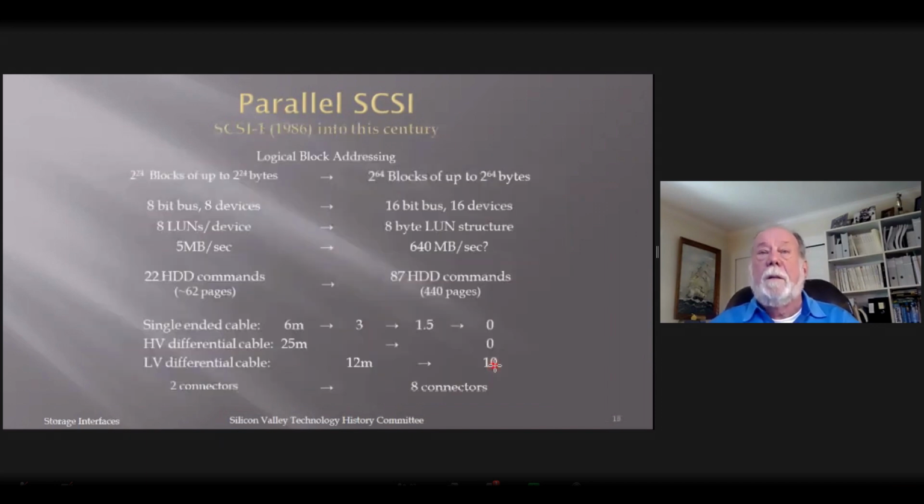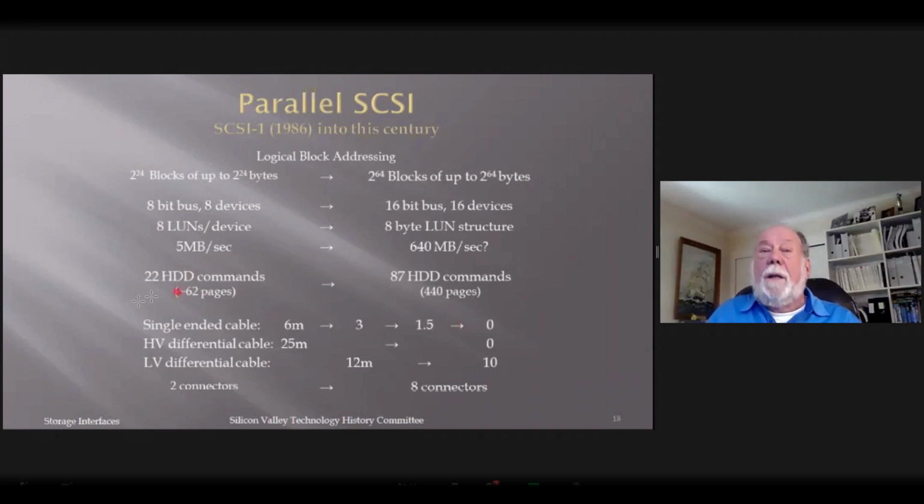Here's a summary of the evolution of parallel SCSI. SCSI introduced logical block addressing, which is one of the key breakaways from the physical device addressing that was one of the impediments in the dumb disk drive interfaces. It went from a lot of bytes to an awful lot of bytes. It went from limited devices to a lot of devices, from a relatively simple command set to a very complex command set. I counted them, 62 pages here, 440.